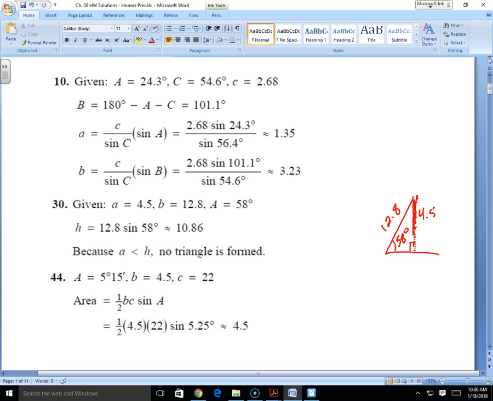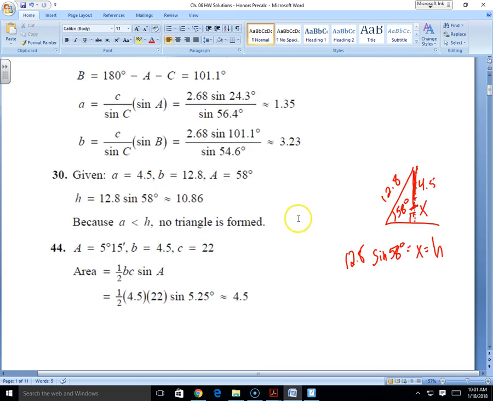The right triangle. So you can go ahead and say, hey, if x is the shortest, we have to figure out whether 4.5 is smaller, bigger, or the same. So we can do sine of 58 equals x over 12.8. They call that x the height, and they find that the height is 10.86. Yeah, 4.5 is not going to connect. The shortest distance is 10.86. So they just did it a different way, but as you quickly noticed, the law of sines is enough to tell you that it's not possible, it's not going to work.